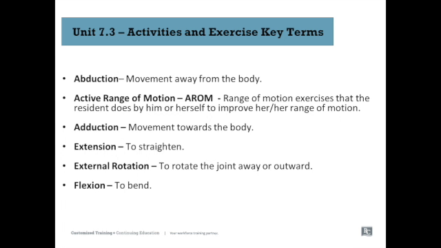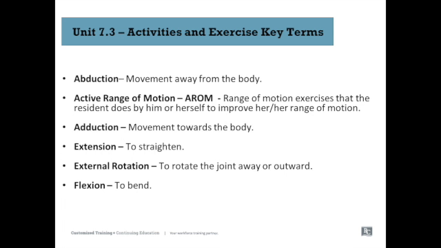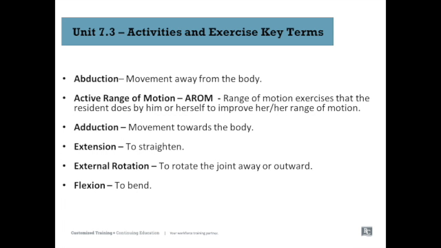Our next term is adduction. So we said with abduction, we are moving away from the body. Adduction is now when we move the limb back towards the body. Our next term is extension. So when we are doing range of motion and we extend the arm, this is extension. When we are doing this, our next term is external rotation. We are externally rotating this joint when we extend it.